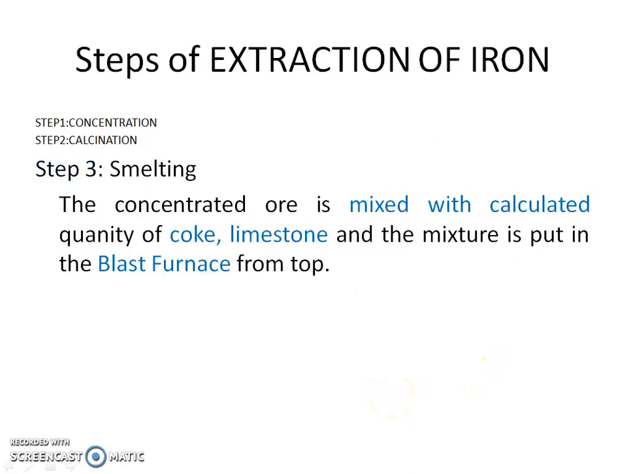After the second step we will go for smelting, that is reduction of iron oxide into iron. In smelting, carbon is used because carbon is more reactive than iron, so carbon is used as reducing agent. In this step the concentrated ore is mixed with a calculated quantity of coke and limestone, and the mixture is put in the blast furnace from the top.